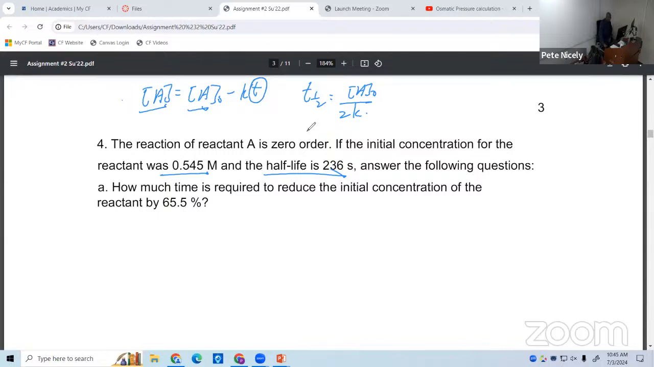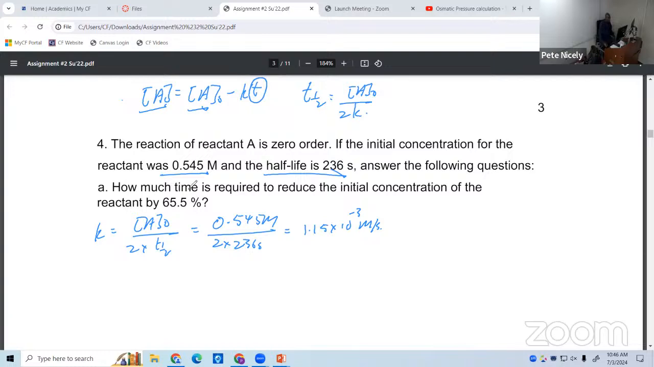From this equation here, k will be equal to the initial concentration of A divided by 2 times t to the half, right? So the initial concentration of A is 0.545 M divided by 2 times the half-life, which is 236 seconds. And according to my calculation, when I did that, I got 1.15 times 10 to the minus 3 M per second, all right? Then I would go to this equation.